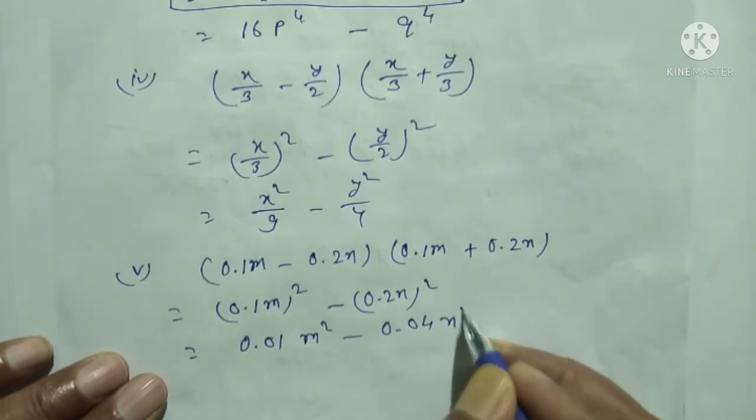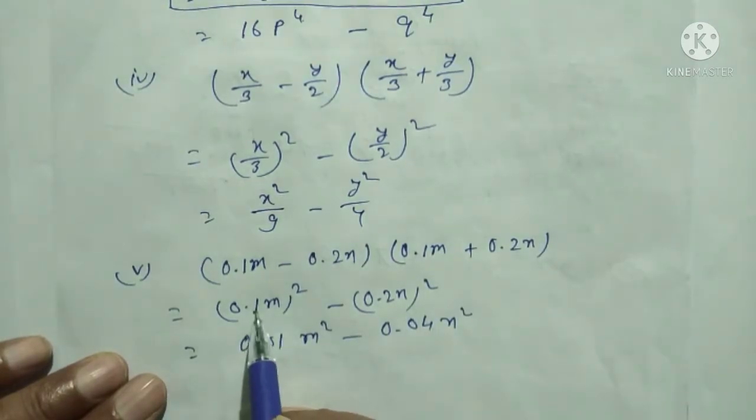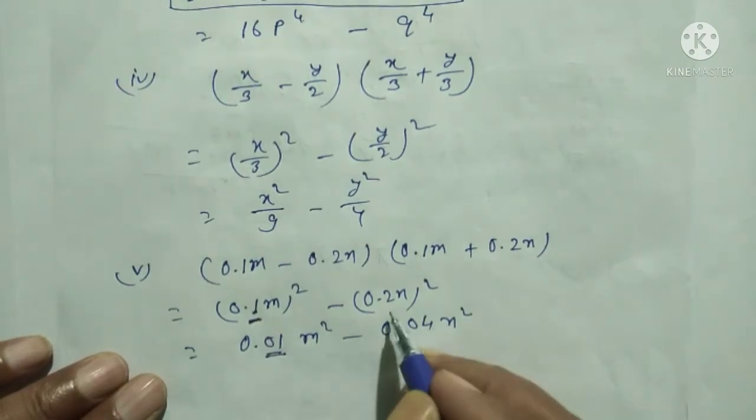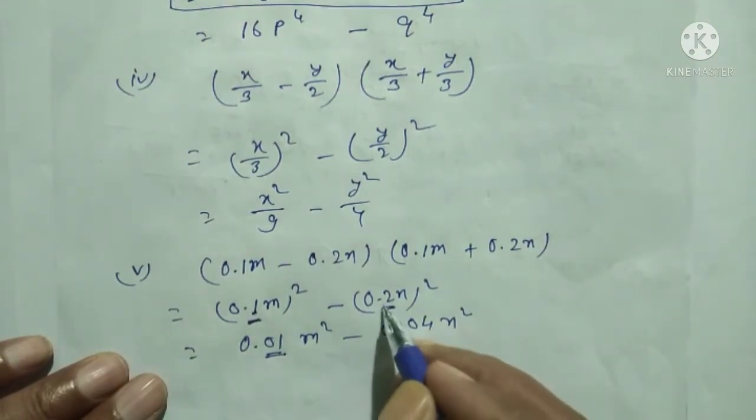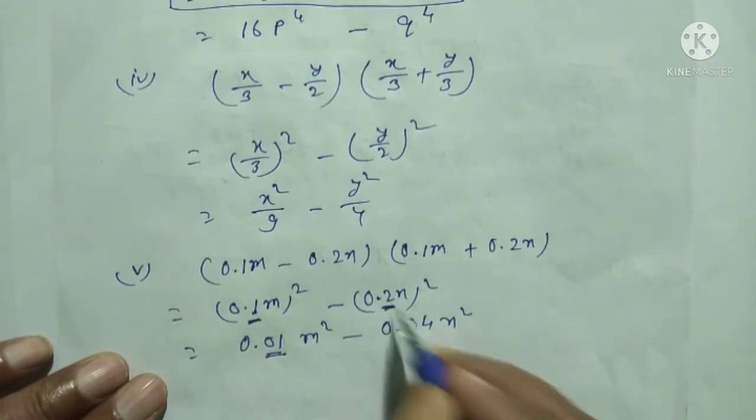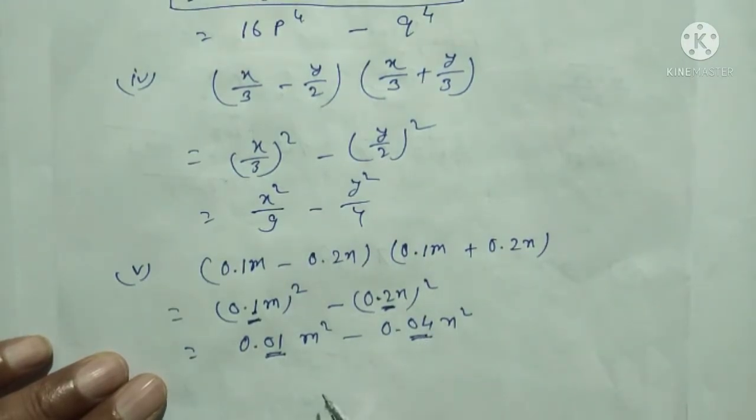Square of 0.1 will be 0.01 m square, minus square of 0.2, which is 0.04 n square. You know that square of 1 is 1, but in the decimal part there is 1 digit, so there will be 2 digits. Here square of 2 is 4. In the decimal part here it is 1 digit, so here it is 2 digits.